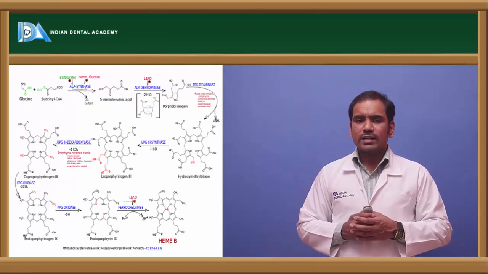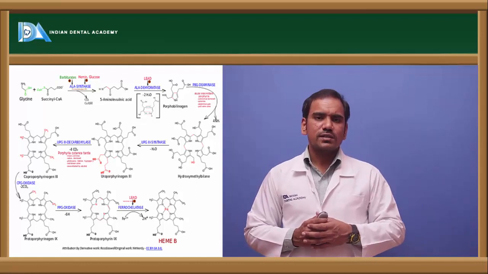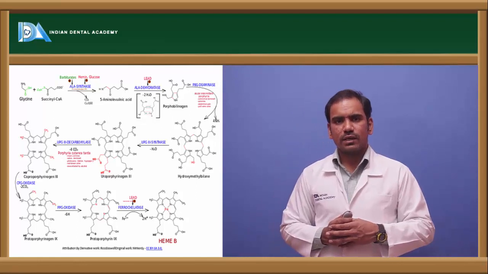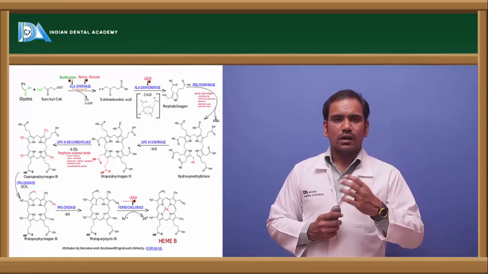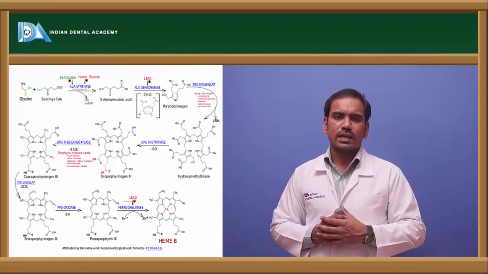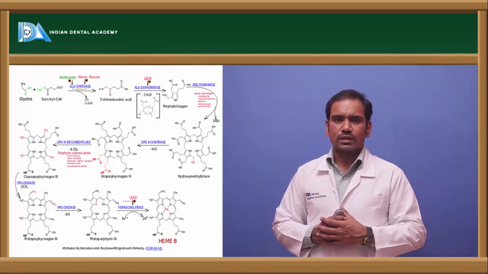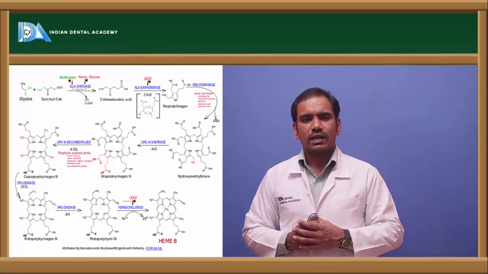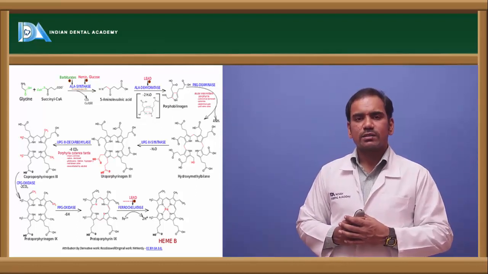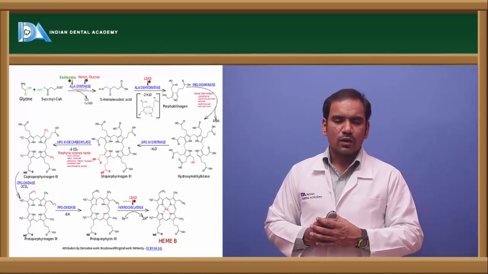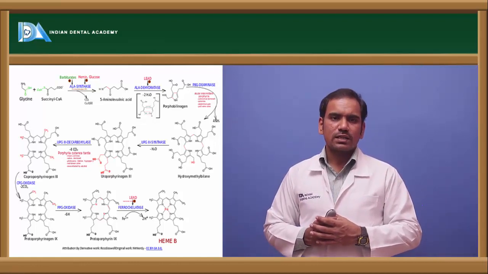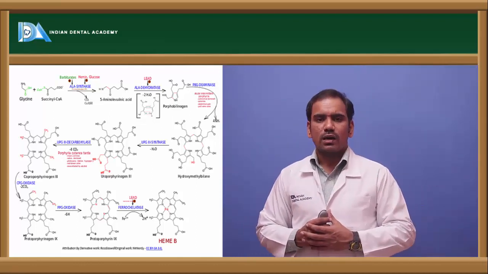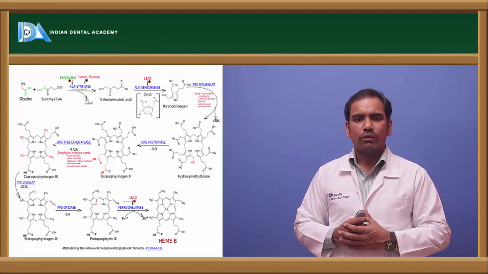Coming to its synthesis, for the synthesis of heme we require 2 simple compounds: succinyl-CoA and glycine. The source for succinyl-CoA is the citric acid cycle, and glycine is the simplest amino acid. Glycine and succinyl-CoA react, and the condensation of these two is catalyzed by the enzyme ALA synthase, leading to synthesis of ALA. ALA is delta amino levulinic acid.